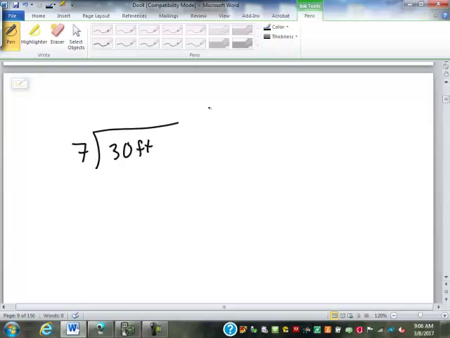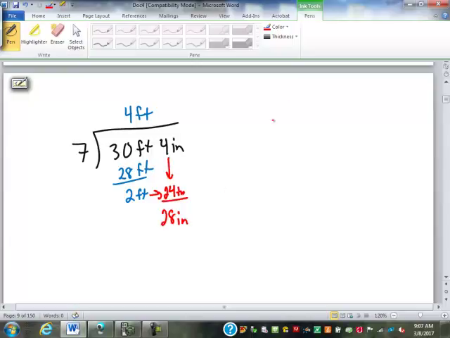So let's say we have 30 feet and 4 inches, and we're dividing it into 7 equal pieces. 7 goes into 30 feet 4 times. 4 times 7 is 28. So how many feet are left over? 2 feet. Before I can bring down the 4 inches, I need to make this 24 inches. Plus the 4 is 28 inches. And then 28 divided by 7 is 4. So 4 feet 8 inches.